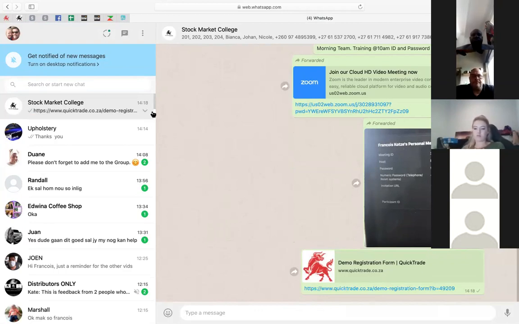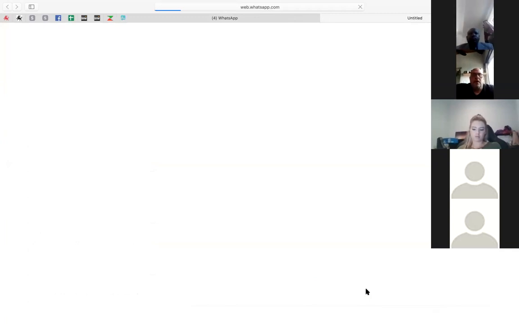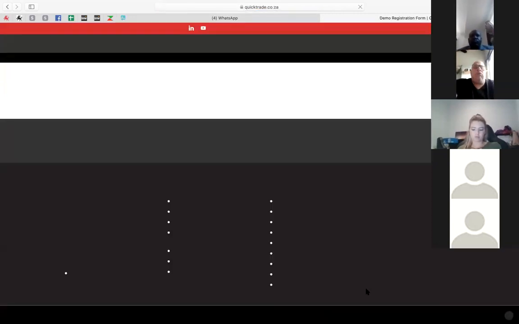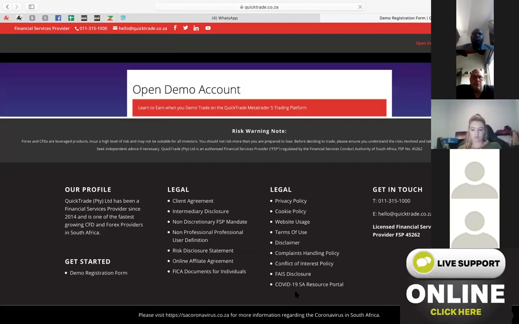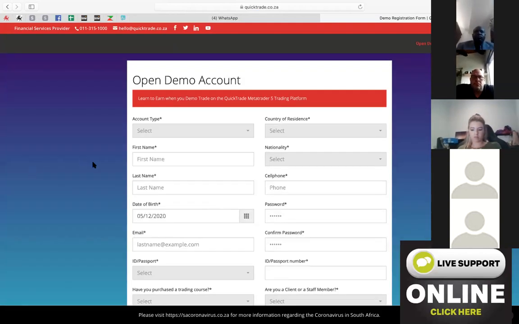on WhatsApp. Now, can everybody see my screen, the WhatsApp screen? Okay. So now this is what's going to happen. All of you are going to click on the link. Once you click on the link, it's going to take you to the Quick Trade Open a Demo web page. It's going to take you to this page. Do you guys see this page? The Open Demo Account page.